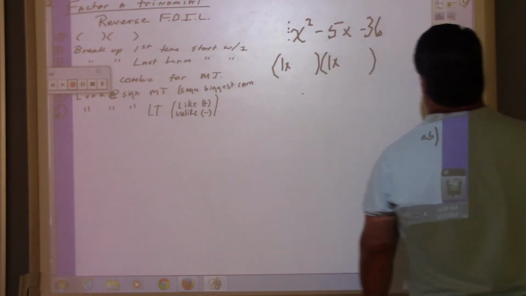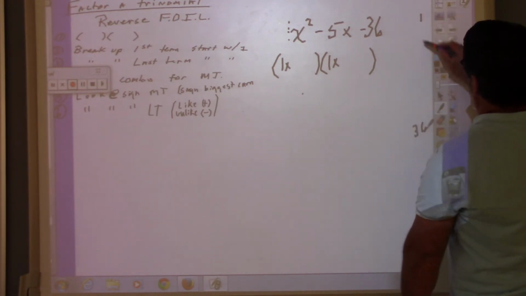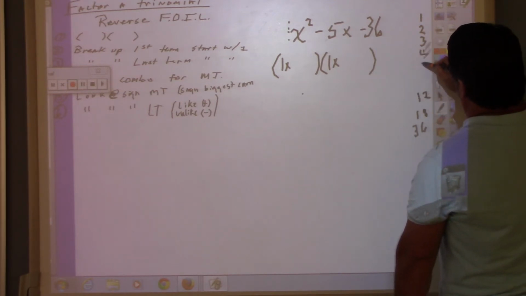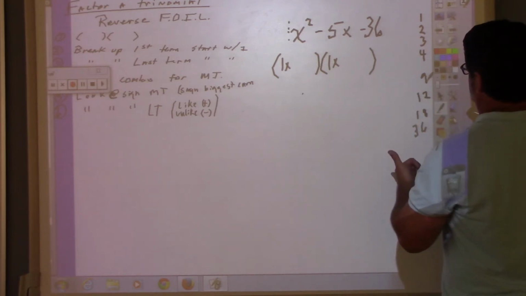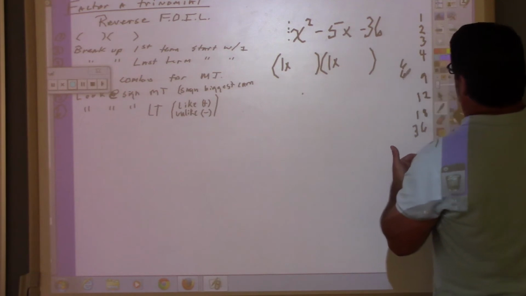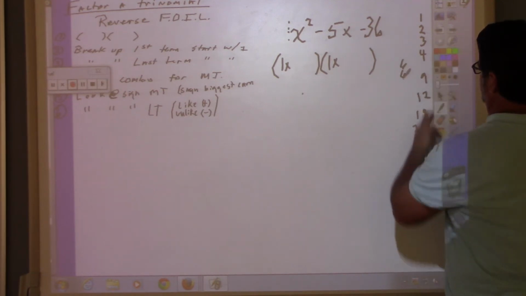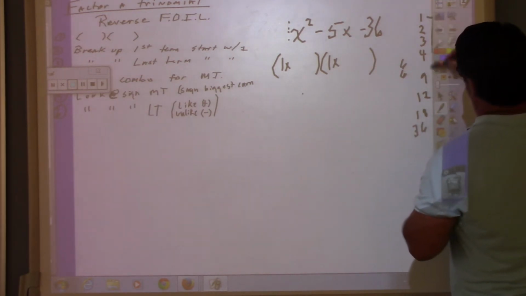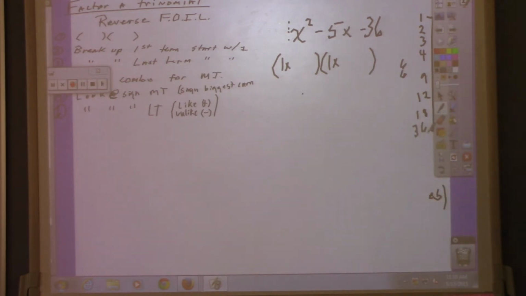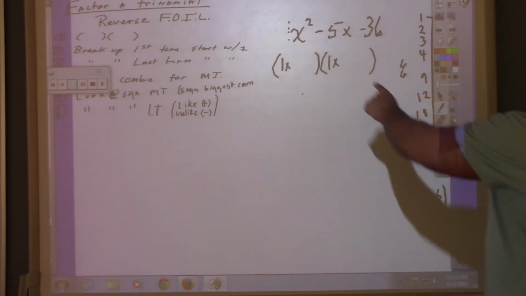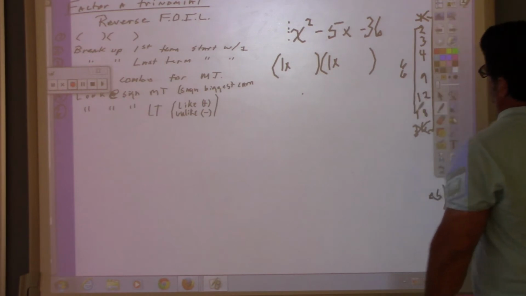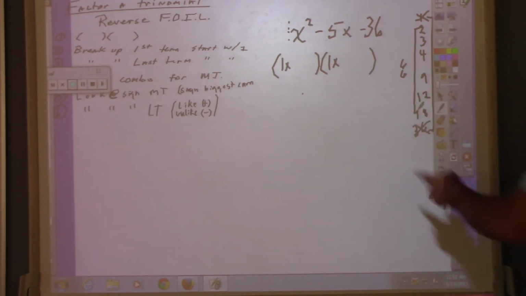Okay. Now I'm going to break up 36: 1 and 36, 2 and 18, 3 and 12, 4 and 9. And then I go to 6 and 6, and it wraps around. So now I'm going to start with 1 and 36. What will 1 and 36 give us if I combine them? 37 and 35. Nope. What will 2 and 18 give us if we combine them? 20 and 16. That ain't going to help us.